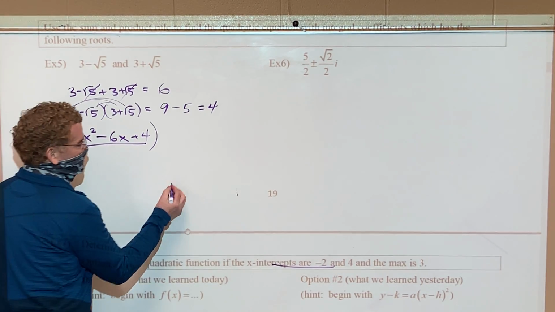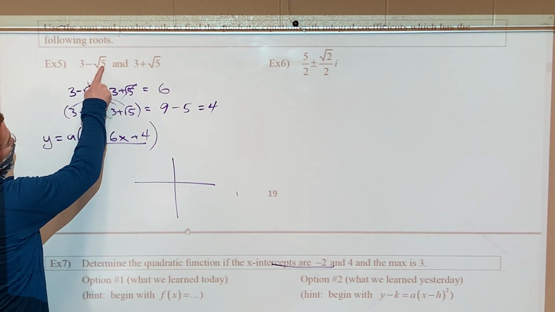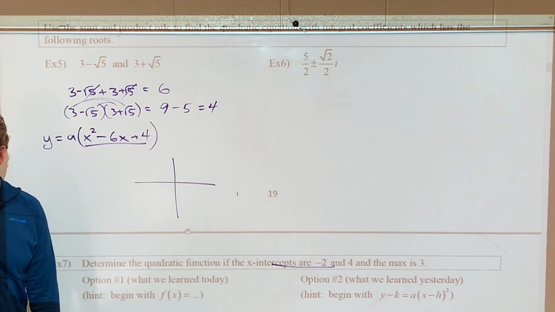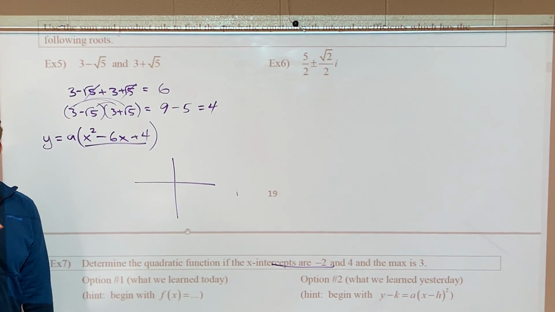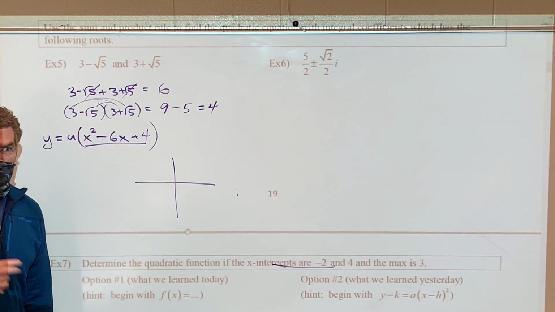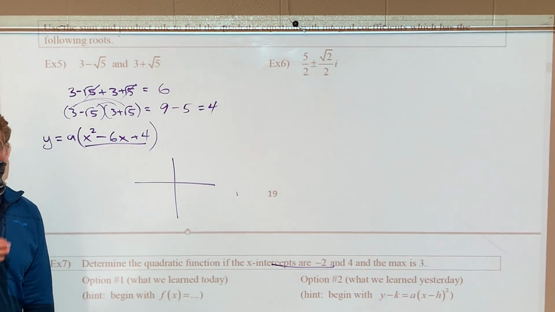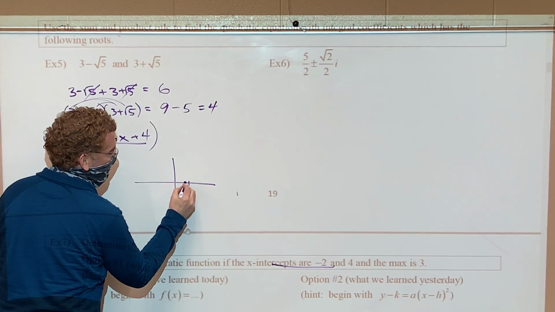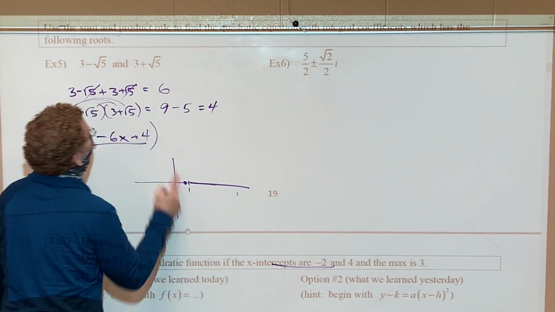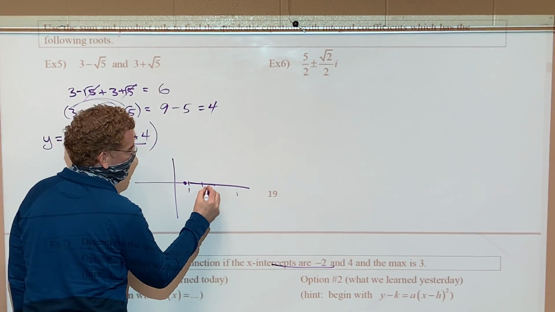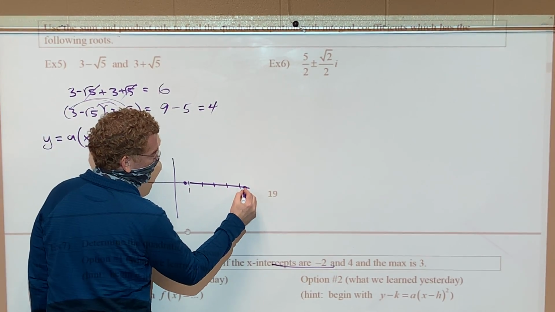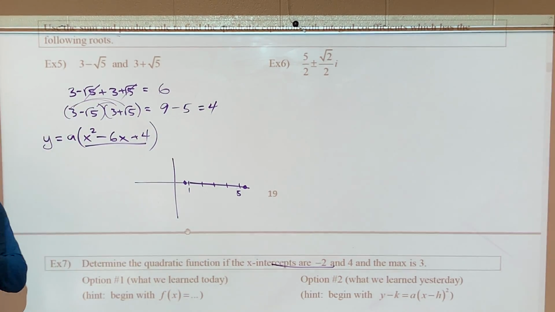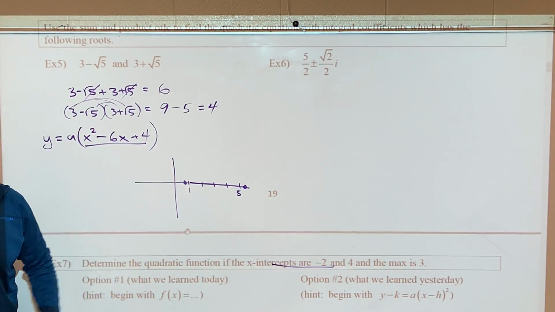But if you had to sketch something like that, you'd go, well, and does everybody know why root 5 is just a little bit more than 2? Because root 4 is 2, and root 9 is 3, and it's a lot closer to root 4 than it is to root 9, so it's probably a lot closer to 2. So 3 minus 2-ish is probably somewhere right there. That's 1. And then 3 plus 2-ish, 2, 3, 4, 5, is probably a little bit past the 5. But that's about all I would know. I don't need to be exact. I would just have to have an idea.